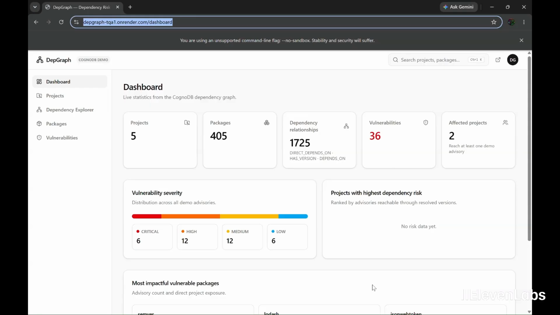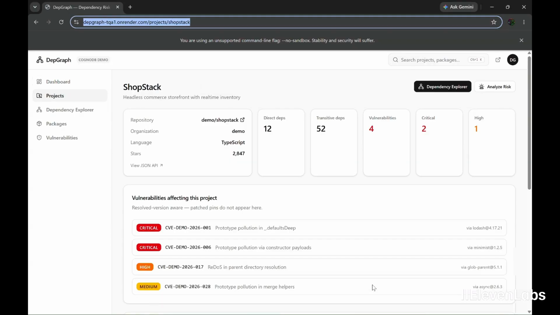This is the DepGraph dashboard, providing a high-level overview of the dependency ecosystem. Here we can see projects, packages, dependency relationships, and vulnerability information. The application is backed by CognoDB, where these entities and their relationships are stored as graph data. The project also includes a reproducible seed dataset for the demonstration.